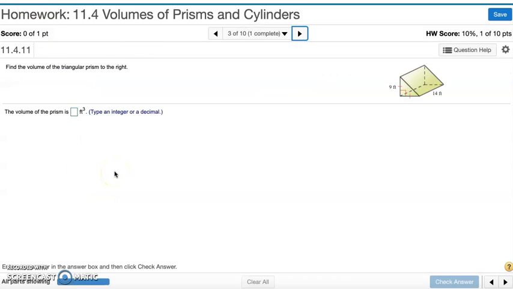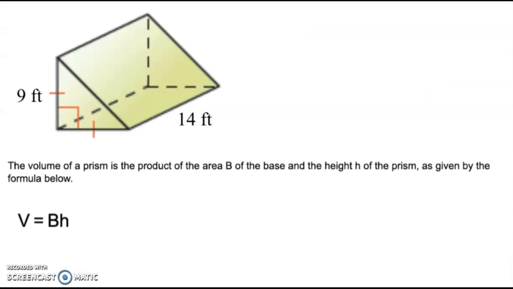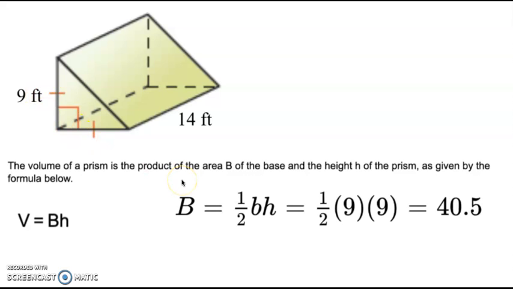Going to number 3. Find the volume of the triangular prism to the right. So let's take a closer look at it. The volume of a prism is the product of the area of the base and the height of the prism. So V equals BH. So the base is a triangle, so it's base times height times 1/2. These are both the same length. So 9 times 9 times 1/2 is 40.5.